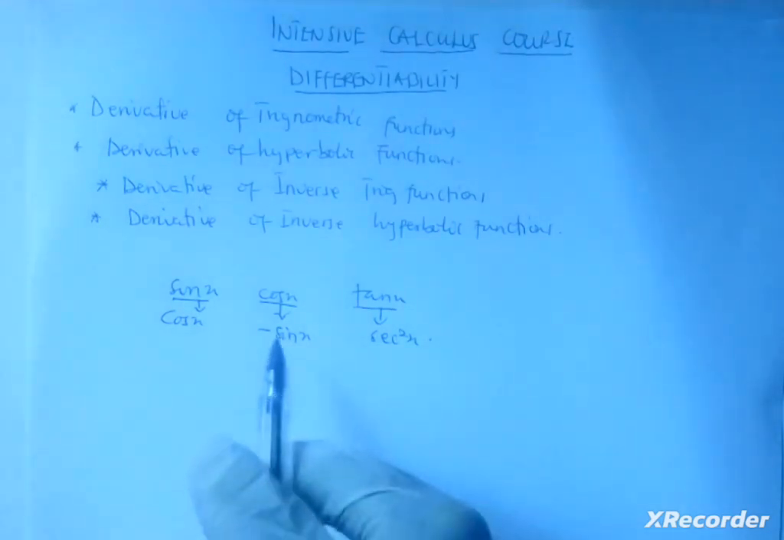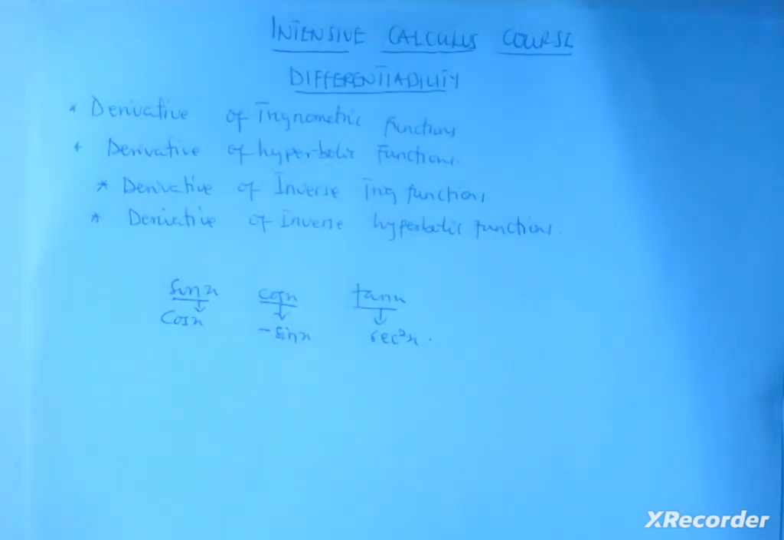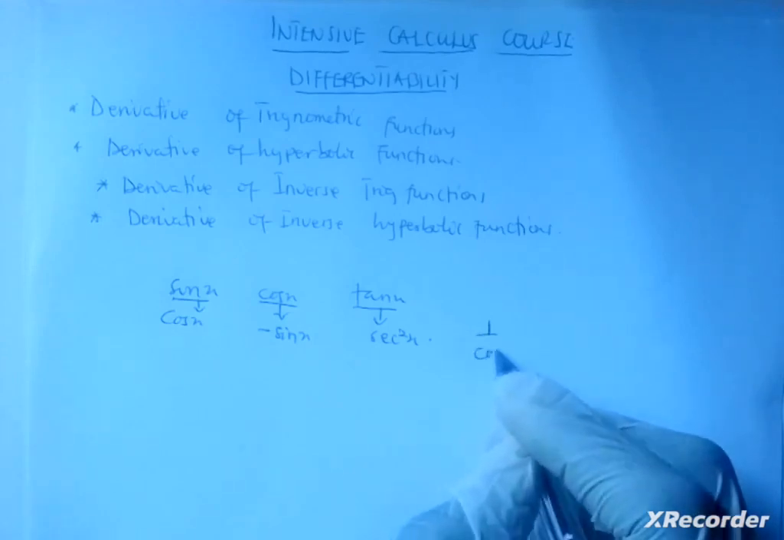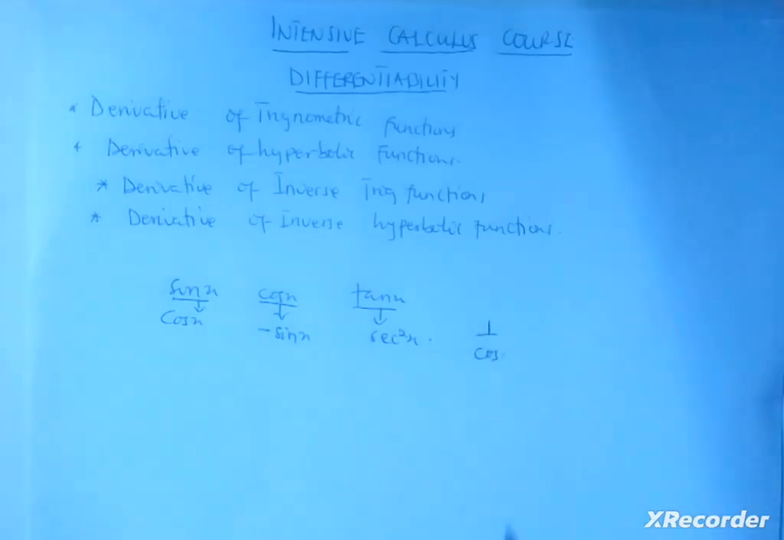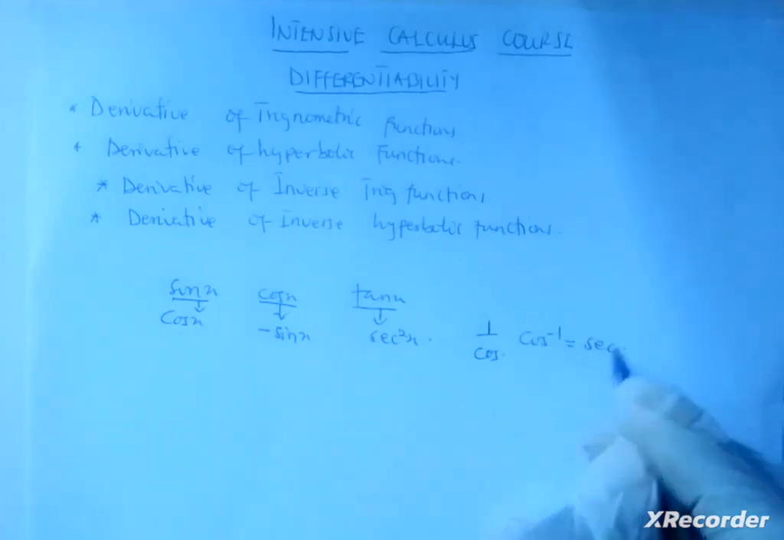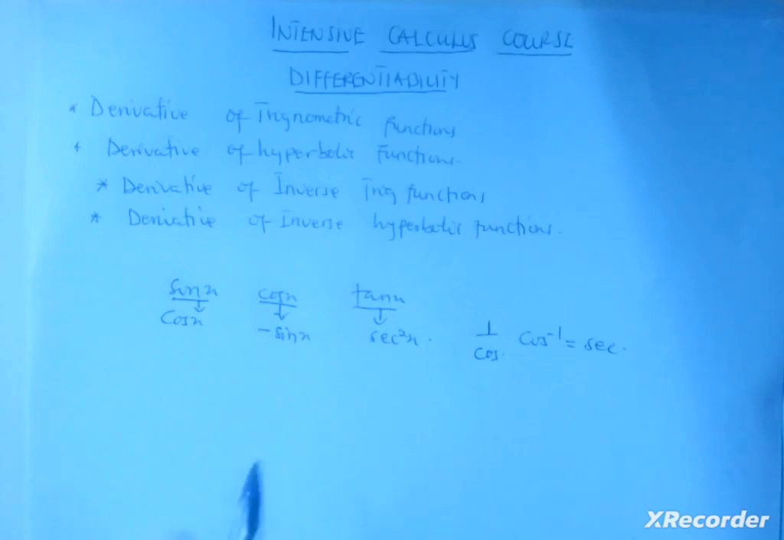If you differentiate cos x, you get negative sine x. Then if you differentiate tan x, you get sec squared x, where sec squared x is 1 over cos squared. If you have 1 over cos, we say that it is equal to sec. So the derivative of tan x is sec squared x. This is an introductory course once again, and you will delve more into all these concepts.